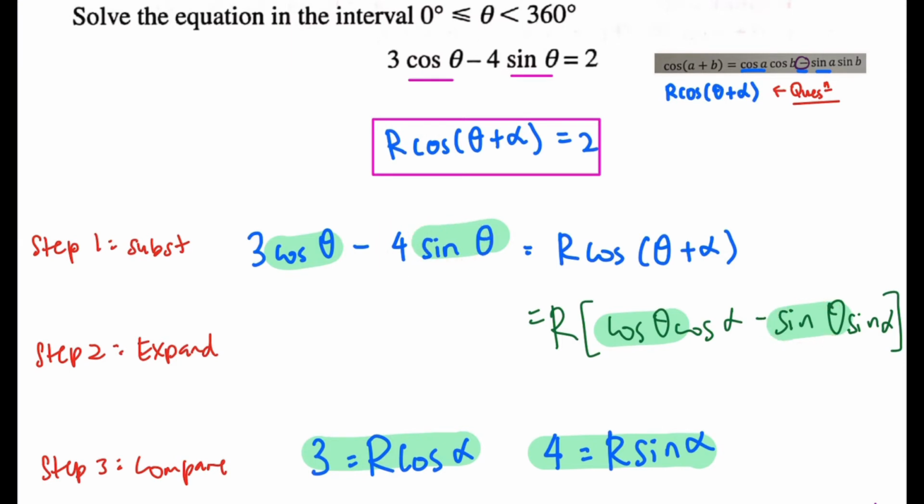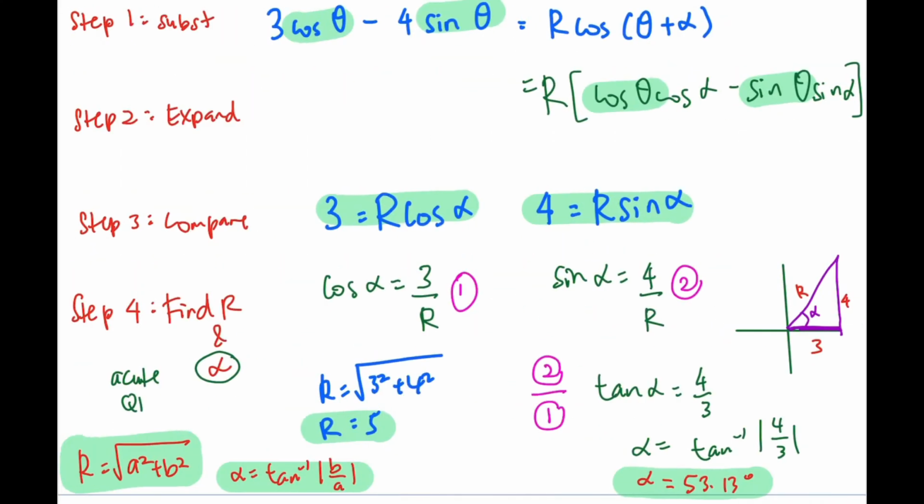So 4 is equal to r sin alpha. Okay, 4 equals r sin alpha. So now we have finished comparing. Step 4, let's find r and alpha, the unknowns.